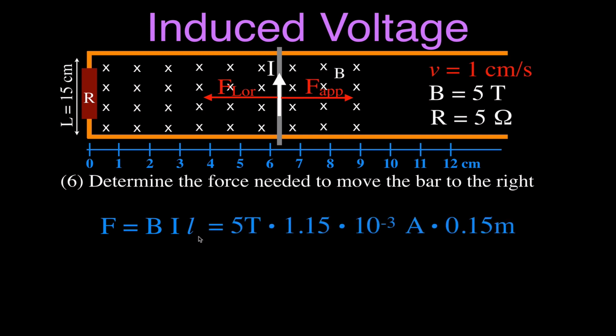So we just plug those values in, 5 teslas, magnetic field strength. We calculated on the previous slide that the current was 1.15 times 10 to the minus 3 amperes, and that this is 0.15 meters, okay? This is 15 centimeters, convert to meters. And just multiply those values, you get that the applied force, the force that you would have to apply, well, actually you're calculating the Lorentz force, is 8.6 times 10 to the minus 4 newtons, and we would apply a force equal but opposite direction to pull that bar through that magnetic field. Okay, so there you go. That was questions 5 and 6.